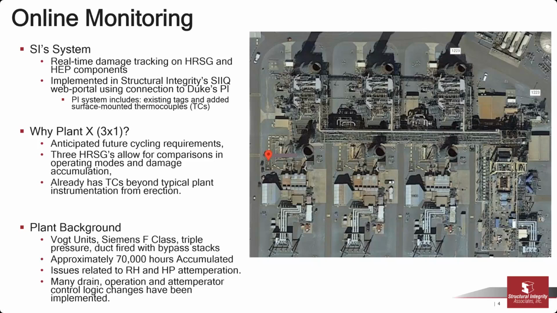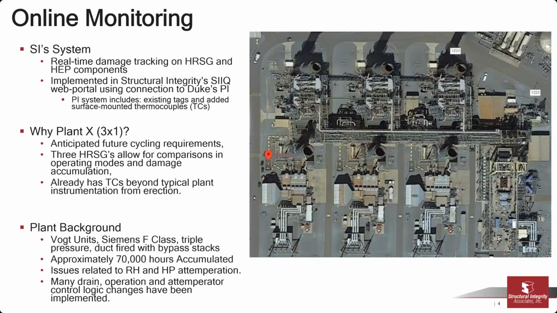We already got into the instrumentation, how we're using the existing instrumentation, and then we installed new thermocouples on things like tubes and headers and attemperators, places like that where we could get very specific temperatures and differential temperatures. The units are Vogt OEM with a Siemens combustion turbine, triple pressure duct fire. They do have the bypass stacks. At the time of the project, when we installed the additional instrumentation, it was around 70,000 hours per unit.